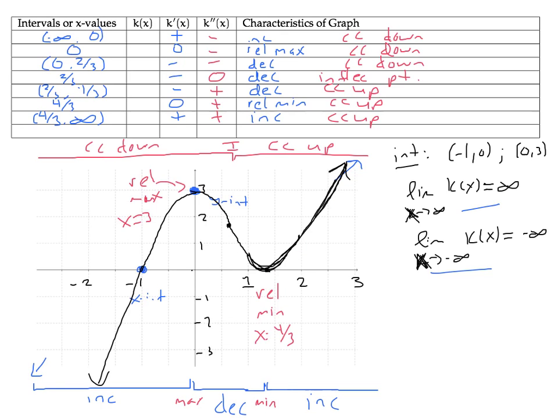So again, if you have any questions about this, please let me know, but we're going to do several more of these in class. But the first step is to build the table, and then to use the table to translate it into a graph and make sure we label certain features.